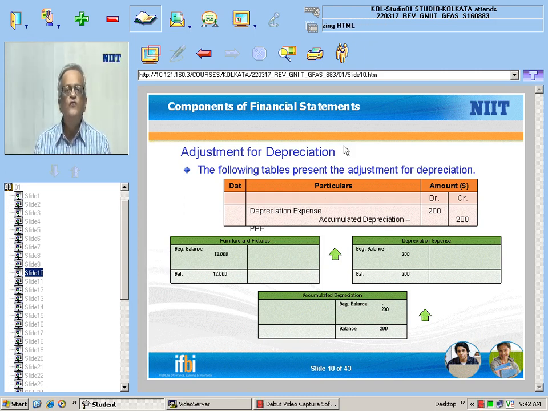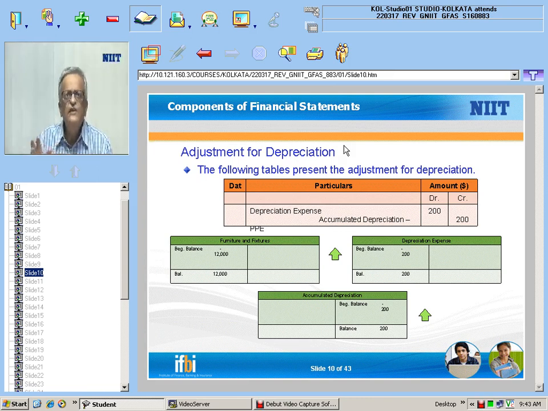Okay, I hope all of you know what is depreciation. Depreciation is the amount of expenditure which is debited for the wear and tear of the value of an asset. The value of any asset, property, plant, equipment, any fixed asset, the value will go on reducing. Why? Because of regular wear and tear.